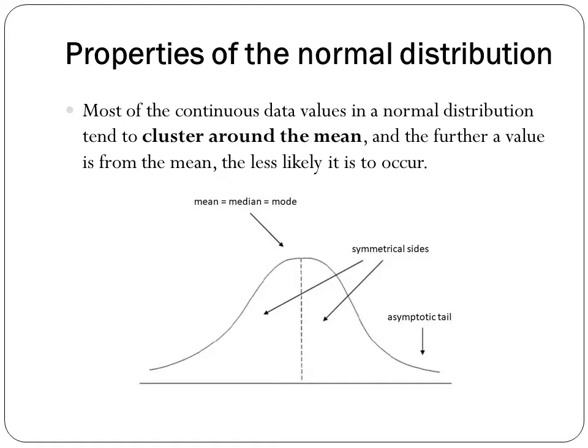Most of the continuous data values in a normal distribution tend to cluster around the mean. And the further the value is from the mean, the less likely it is to happen. So that explains the shape of the curve, which is just like a bell. So a high frequency of observations gather around the mean, that is the center of the distribution. And fewer frequencies are observed at the extreme values, so at both ends of the distribution or data set.